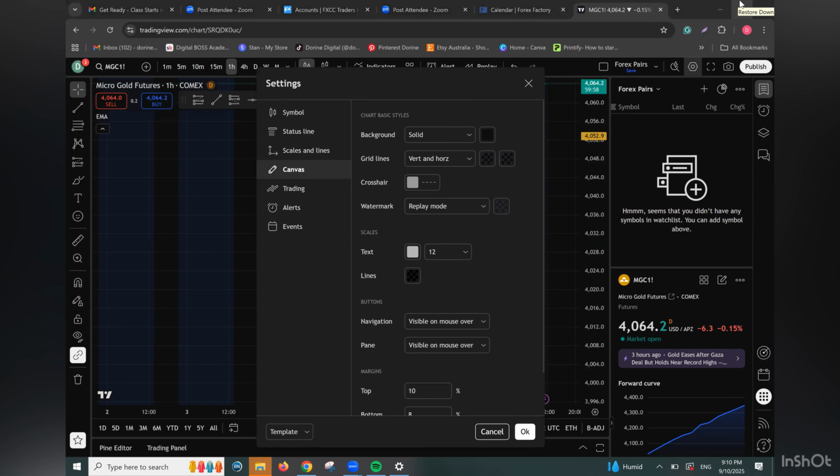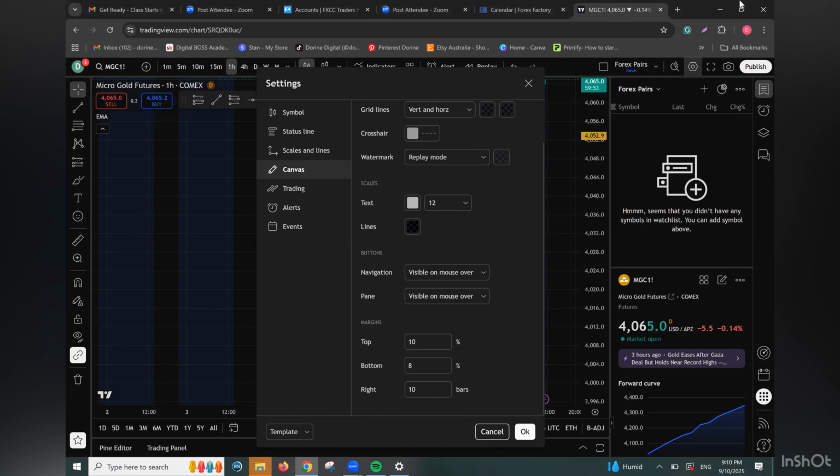But on grid lines, click on grid lines. Which one? Grid lines. I should click here. Go to where you have that VR. Yes, click now. Click on none. Do I click none? Yes, none.